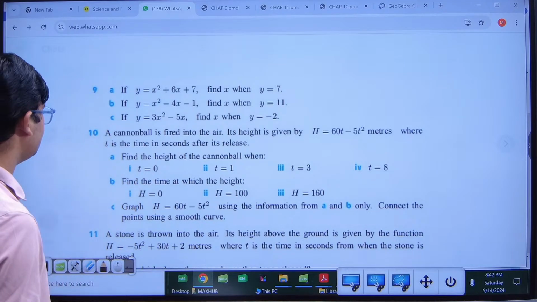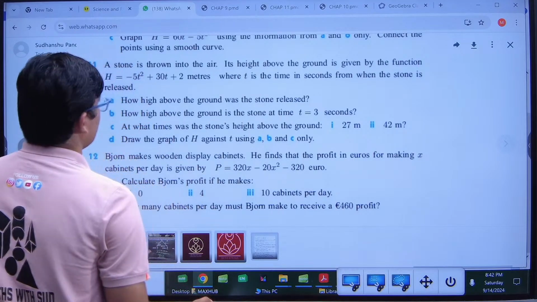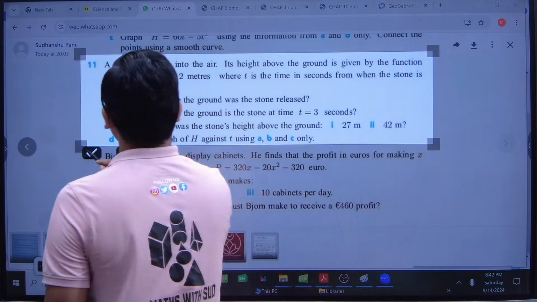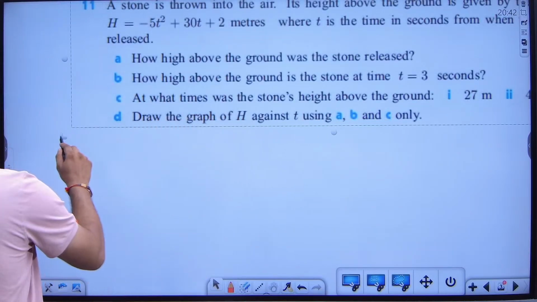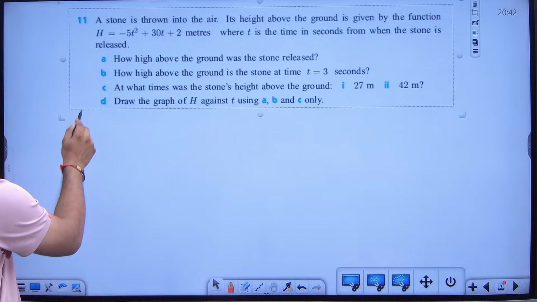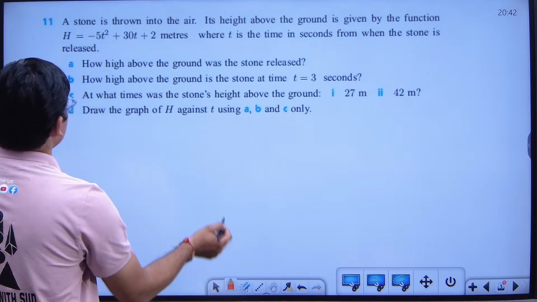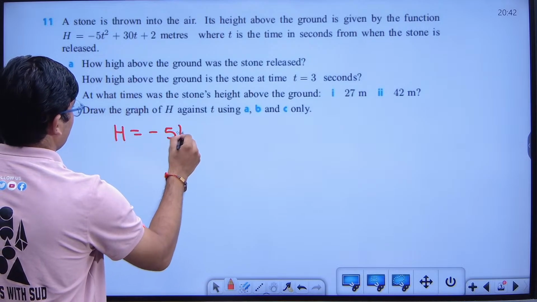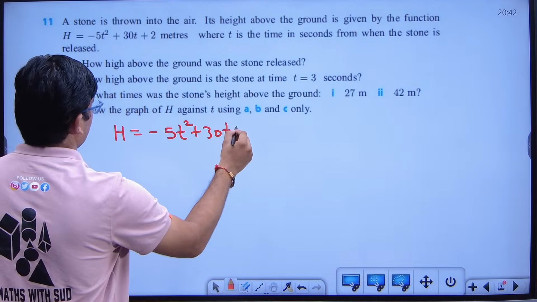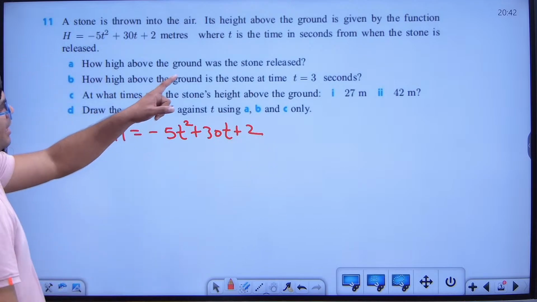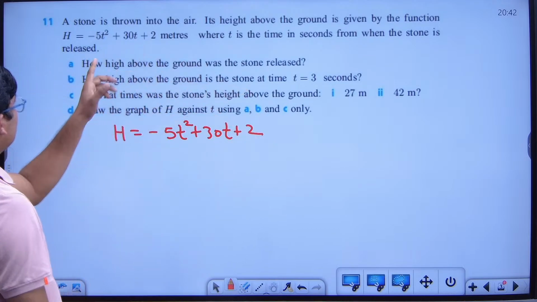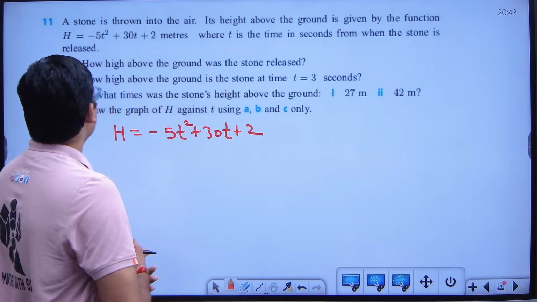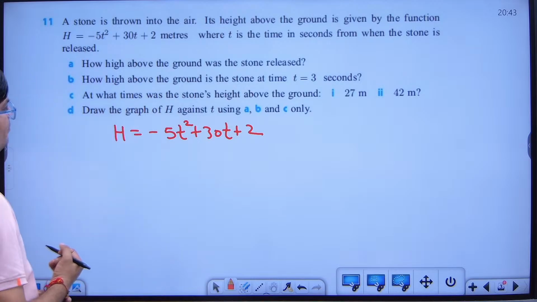The first 9 and 10 is done. Now we will move on to question number 11. A stone is thrown in the air. Its height above the ground is given by the function h is equal to minus 5t square plus 30t plus 2, where t is the time in seconds from when the stone is released. How high above the ground was the stone released? Okay, so first we have to find the time of flight.